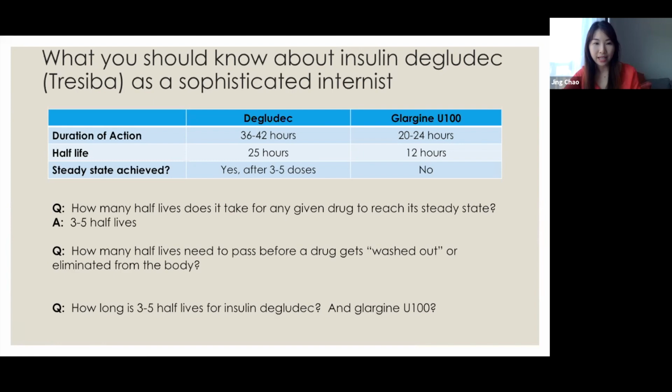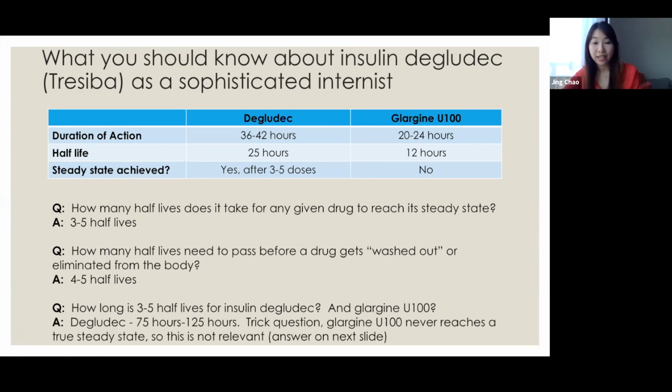Second question is, how many half-lives are needed to pass before a drug gets washed out or eliminated from the body? The answer to that is 4 to 5 half-lives. How long is 3 to 5 half-lives for insulin degludec and insulin glargine U100? Quickly calculating this in your head, for degludec, it's 75 hours to 125 hours. In other words, 3 to 5 days. So it takes that long to onboard and offboard degludec.